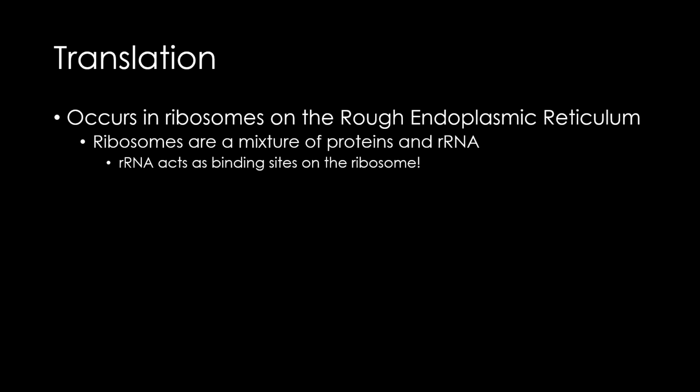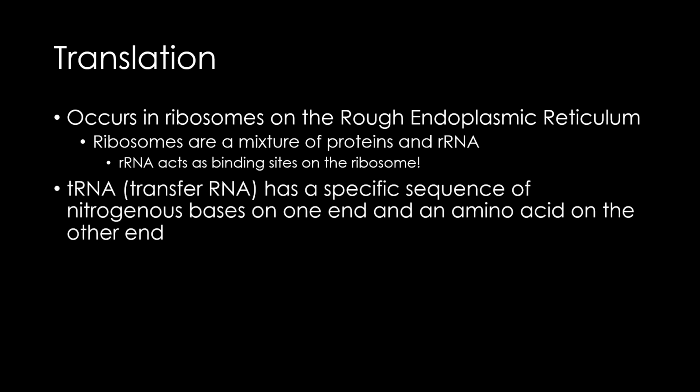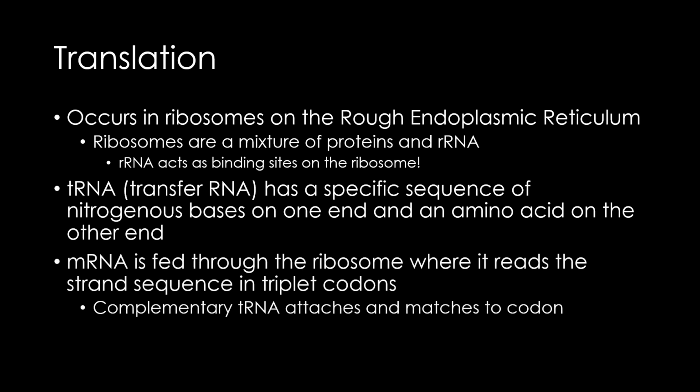Ribosomes are a mixture of proteins and rRNA, another form of RNA. The rRNA acts as a binding site within the ribosomes. tRNA, aka transfer RNA, have a specific sequence of nitrogenous bases on one end and an amino acid on the other. The mRNA is fed through the ribosome where it reads the strand sequence in triplet codons. Basically, it is looking at the strand sequence in segments of 3. The tRNA with a complementary sequence to the mRNA triplet is then matched to the codon and attached.